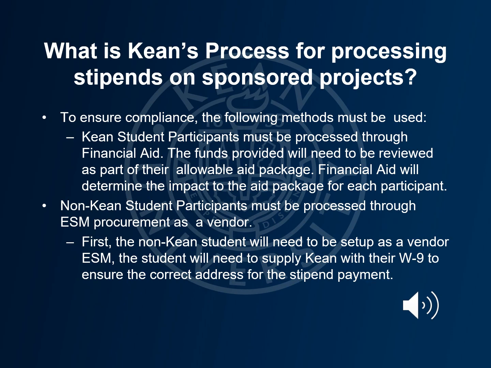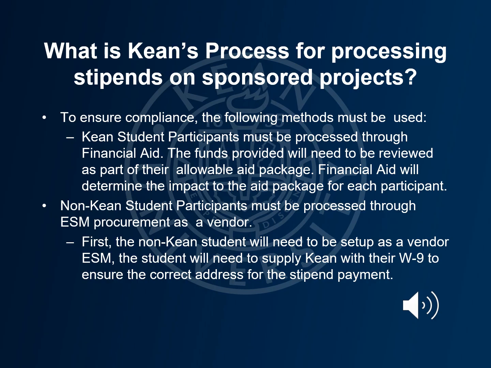What is Kean's process for processing stipends on sponsored projects? To ensure compliance, the following methods must be used. Kean student participants must be processed through financial aid. The funds provided will need to be reviewed as part of their allowable aid package. Financial aid will then determine the impact to the aid package for each participant.